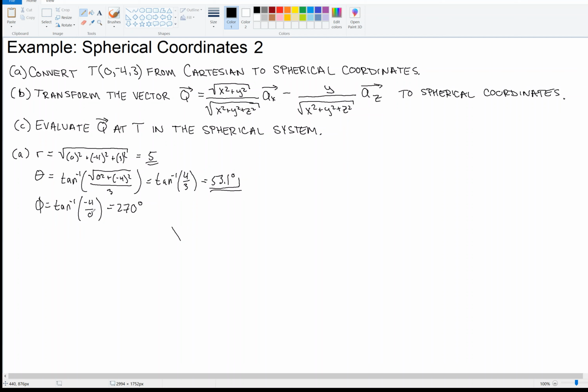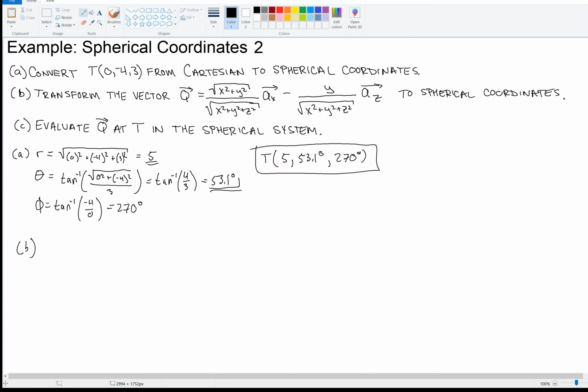Okay, so don't get thrown off by this division by 0. The inverse tangent is well defined there when we divide by 0. So our point, that we're calling t, is 5, comma 53.1, and that's rounded, comma 270 degrees. So that's our point there. Okay, so that's part A. All right, let's look at B.